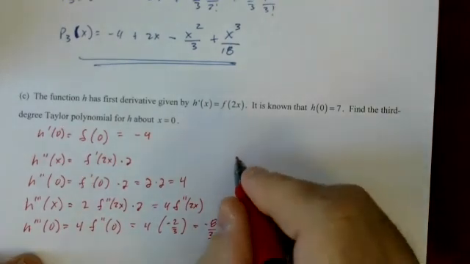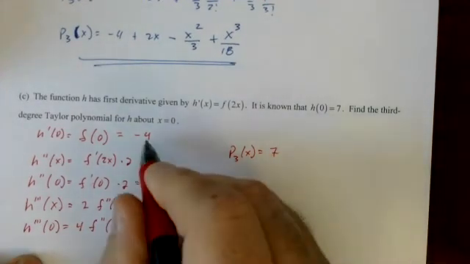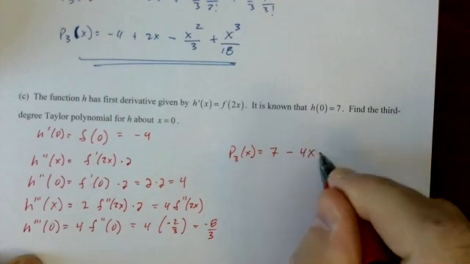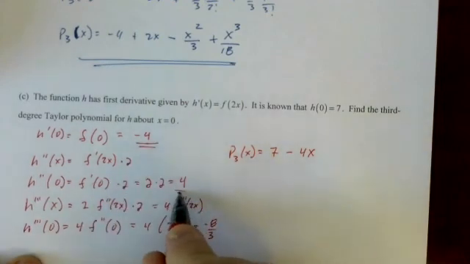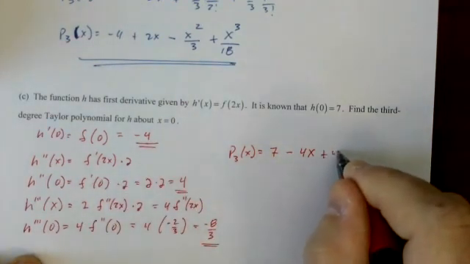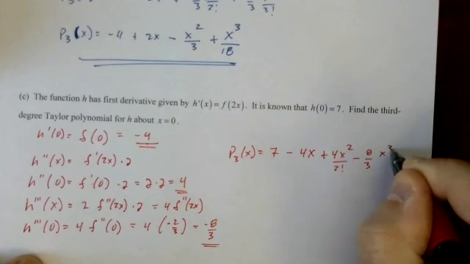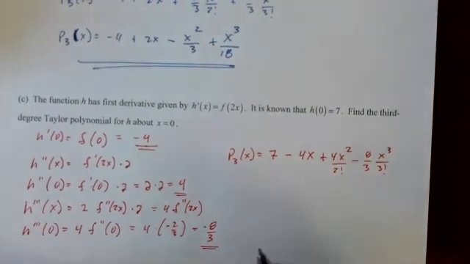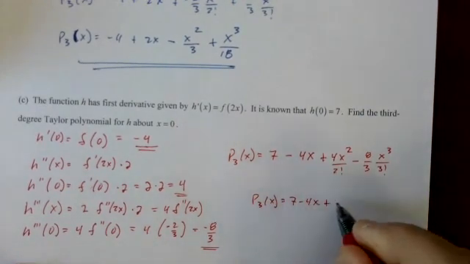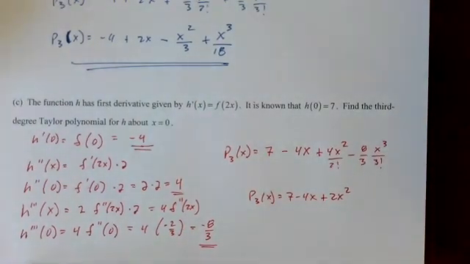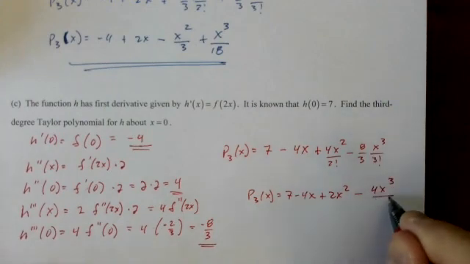Okay, third degree Taylor polynomial, P3 of x equals 7 minus 4x, about 0. I need to underline these. Plus 4x squared over 2 factorial minus 8/3 x to the third over 3 factorial. P3 of x equals 7 minus 4x plus 2x squared minus 4x to the third over 9.